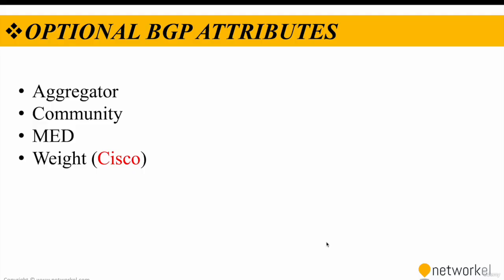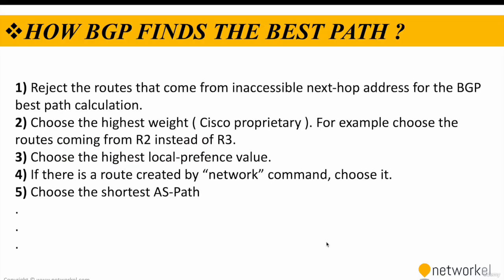And lastly, we have the weight. That is a Cisco specific feature and influences route selection within the router. Okay, that is very important. Within the router. It is not advertised to BGP peers. So higher weight values are preferred over lower values, and it is used to prefer certain routes over others on a per router basis. So how does BGP find the best path?